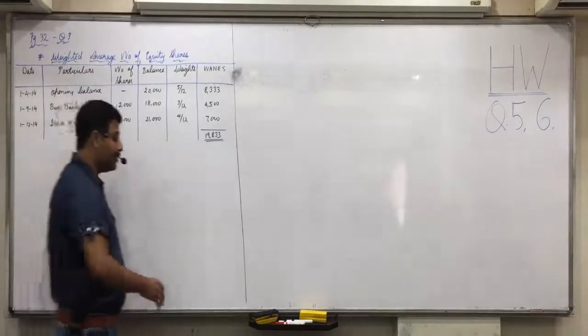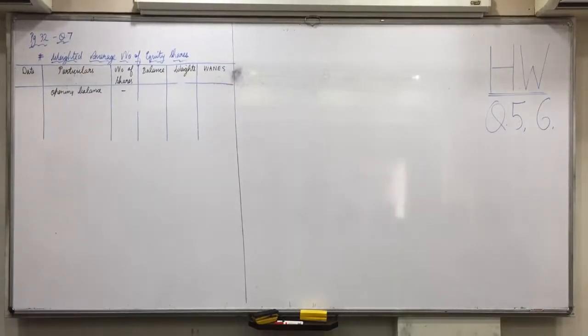Make the same table again. So what's the new point in this question? Bonus shares. One you'll try on your own after this, including bonus. Make the columns. Raise your hand who is still making it.